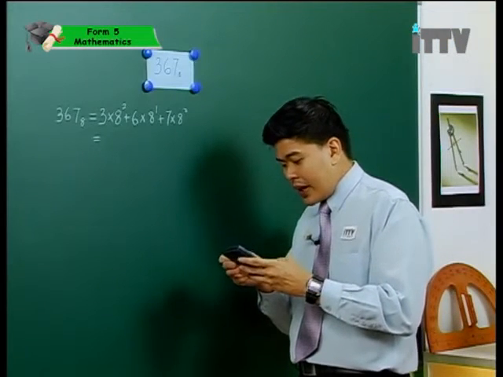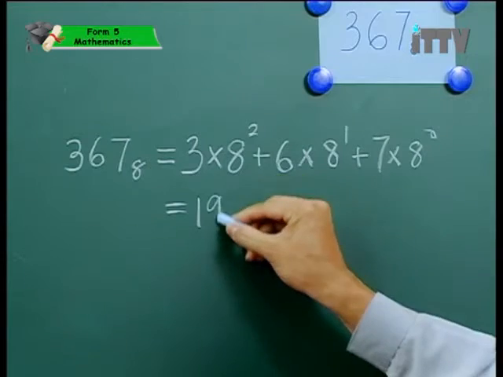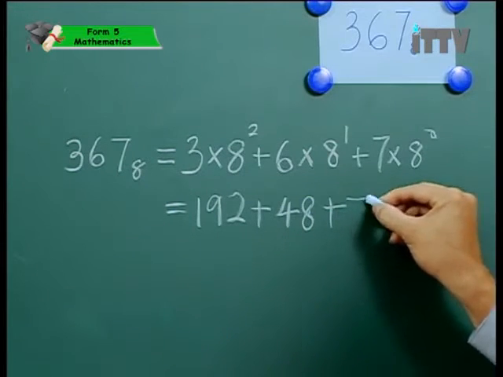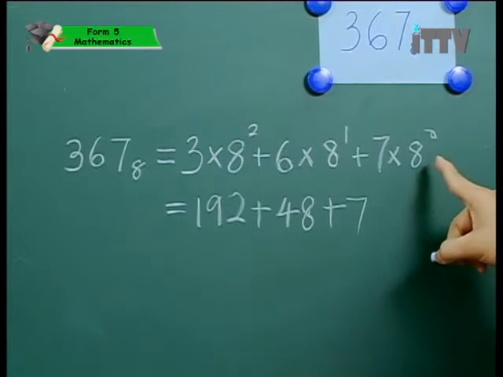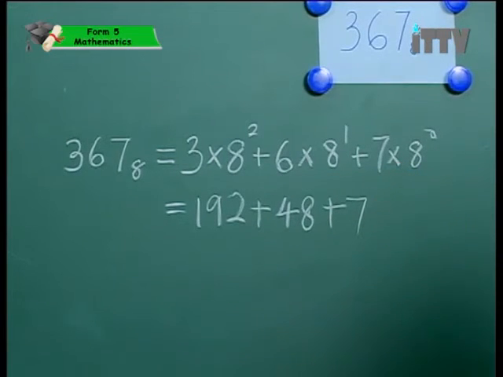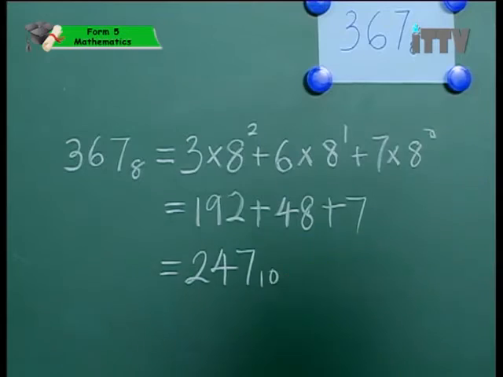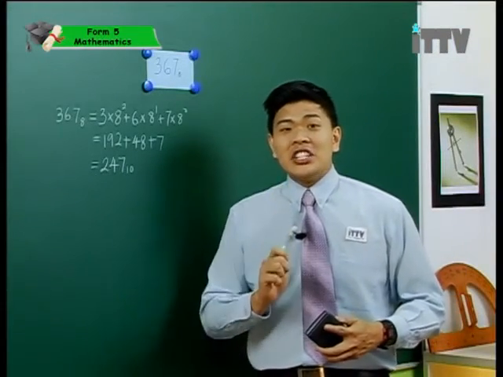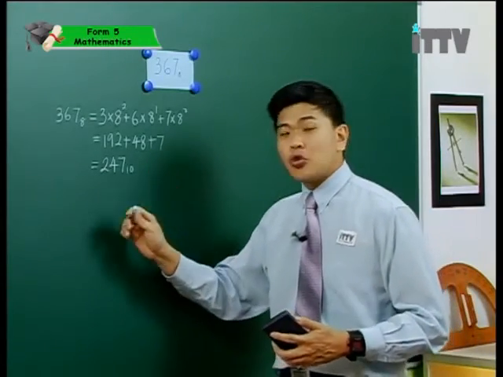So what will we get? It will be 192 plus 48 plus 7. Don't forget, 8 to the power of 0 is actually 1, so 1 times 7 is 7. Let's sum this up, and we will get 247 in base 10. Now let's change it to base 5. Remember, from base 8 to base 10, and from base 10 to base 5.